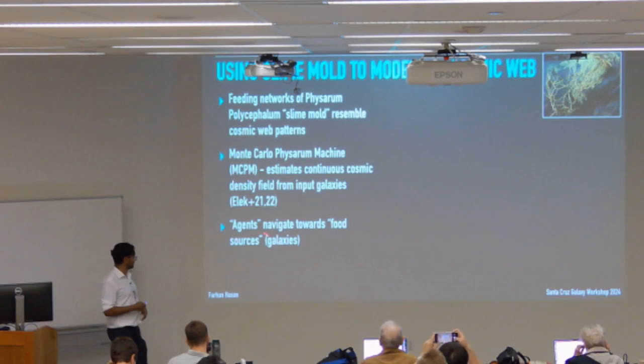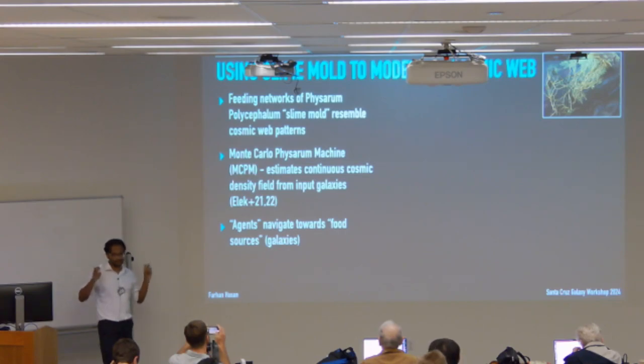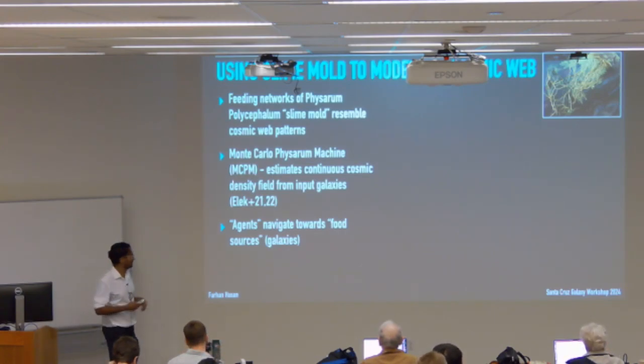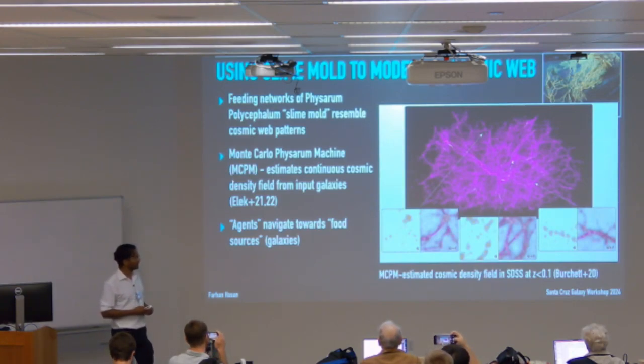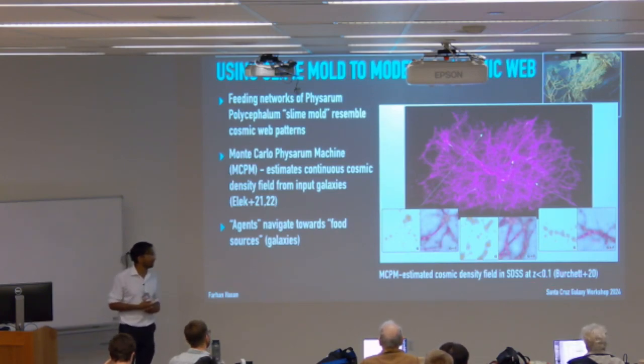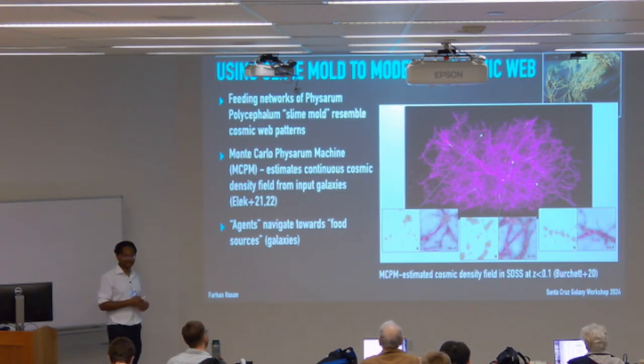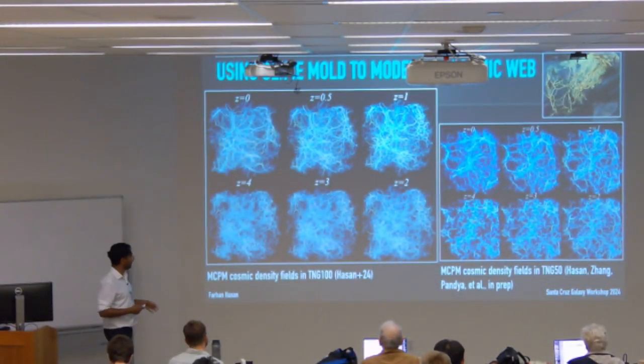And basically what it has is these virtual agents, which navigate towards sources of food, which are the locations of galaxies, and this way it mimics the growth of the slime mold. And from that, you get a continuous density field of the cosmic web. And this is an example from the Sloan Digital Sky Survey at low redshift several years ago, where you can see the slime mold estimated cosmic density field of nearby galaxies. So recently, we applied this model to estimate the cosmic density field in the TNG simulation. We've done this for TNG100 and very recently for TNG50 as well.